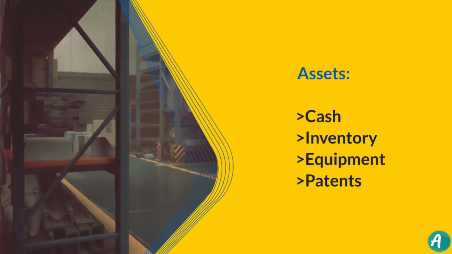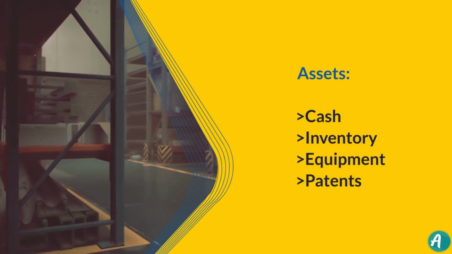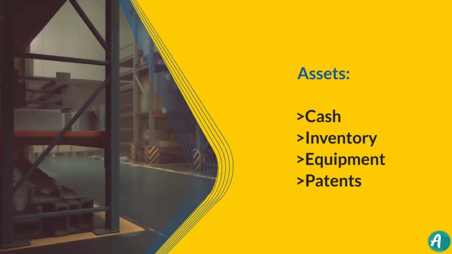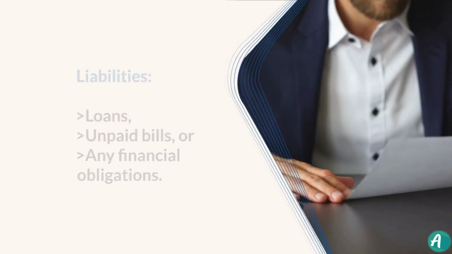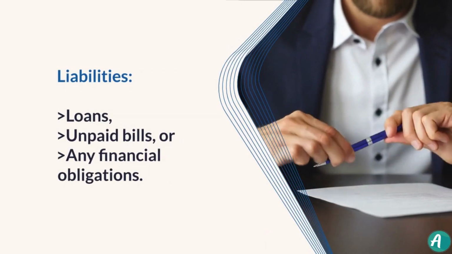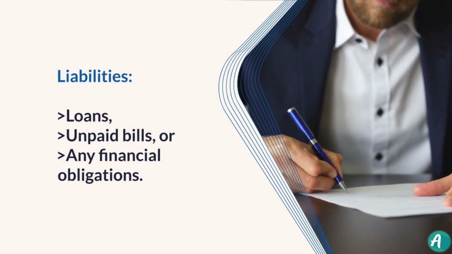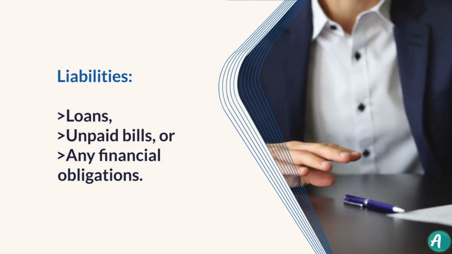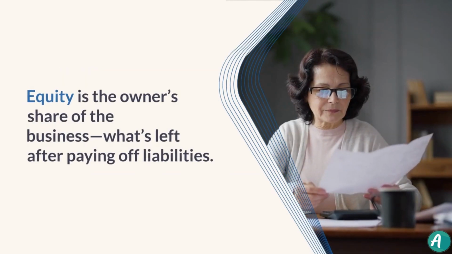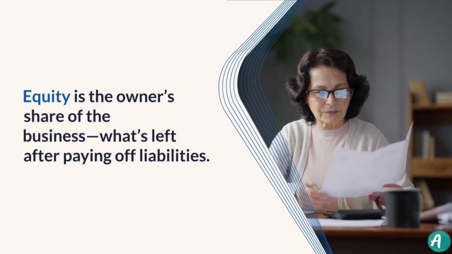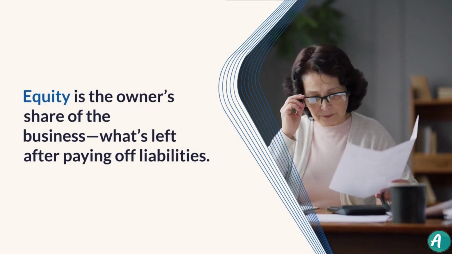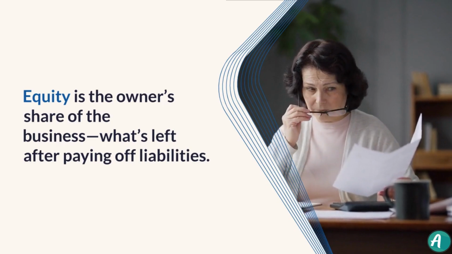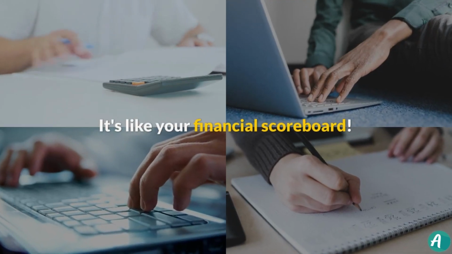Think of assets as everything a business owns: cash, inventory, equipment, even patents. On the other hand, liabilities are what the business owes: loans, unpaid bills, or any financial obligations. And finally, equity is the owner's share of the business, what's left after paying off liabilities. It's like your financial scoreboard.